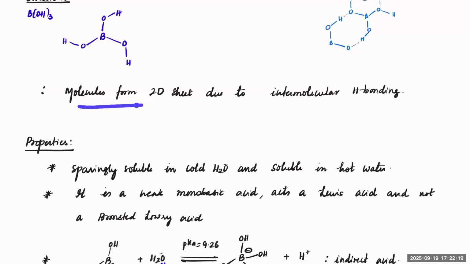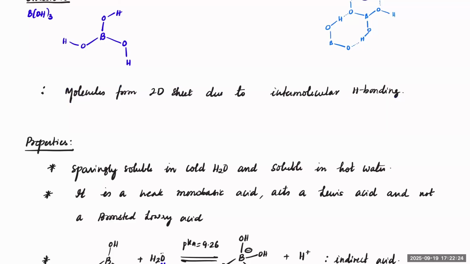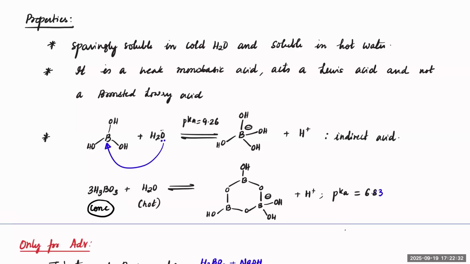Next, these molecules will form a two-dimensional sheet due to intermolecular hydrogen bonding, and it also makes it extremely smooth on the surface because of its planar structure. Boric acid is very sparingly soluble in cold water and soluble in hot water. It is a weak monobasic acid, acts as a Lewis acid and not a Bronsted-Lowry acid, which means it is not going to give H plus, but instead it will accept OH minus. So when you add boric acid to water, it will accept OH minus and increase the H plus concentration. That's how it acts like an indirect acid.